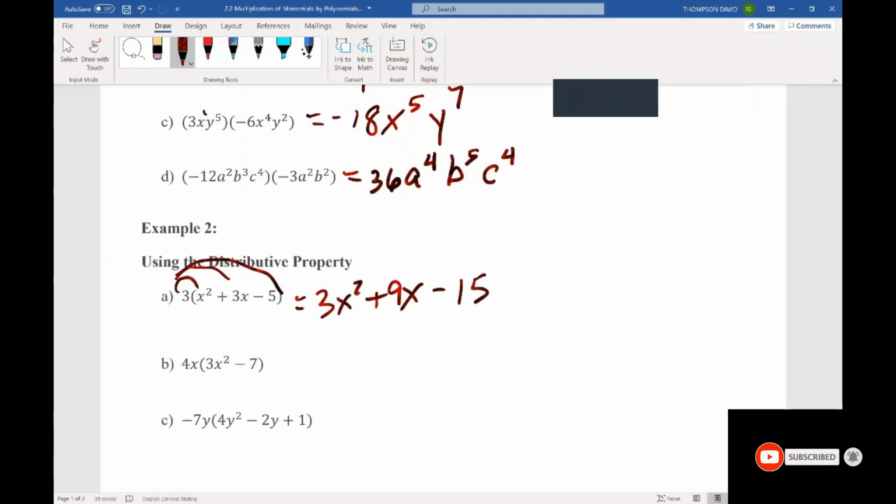Part B, we have 4x times 3x squared minus 7. So remember, if there isn't a number above the x, or there isn't an exponent, then that means there's an imaginary 1. So 4x times 3x squared. So first 4 times 3 will give me 12. X times x squared will give me x cubed. Carry the minus sign. 4x times -7 will be 4 times 7 will be 28, and there isn't an x term, so we're just going to copy down the x, and we're done.